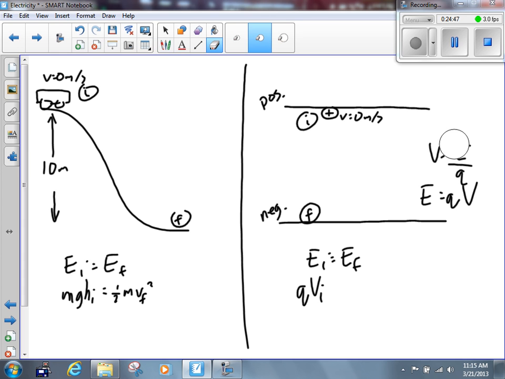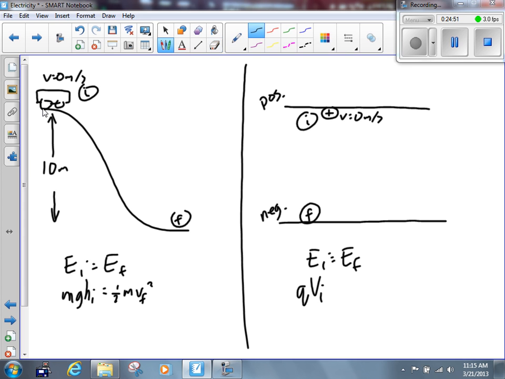What kind of energy does this charge have when it reaches the bottom plate, or this negative plate? Does it have kinetic energy when it reaches that plate? Is it going to be moving, Courtney? Yes. It's moving, so it's got kinetic energy. Does it have potential energy when it reaches the bottom plate?